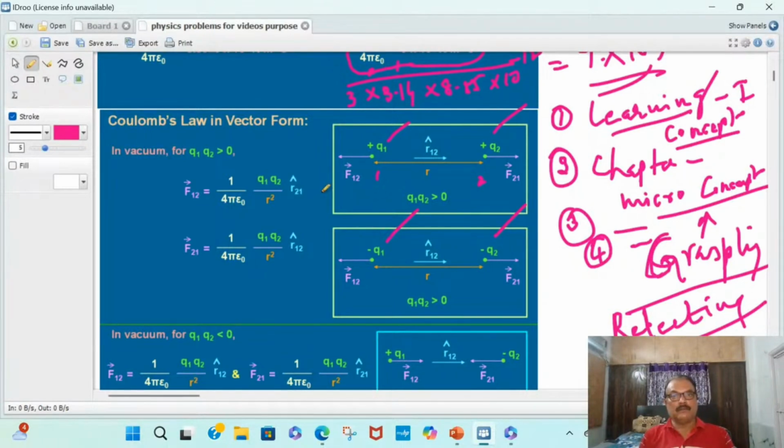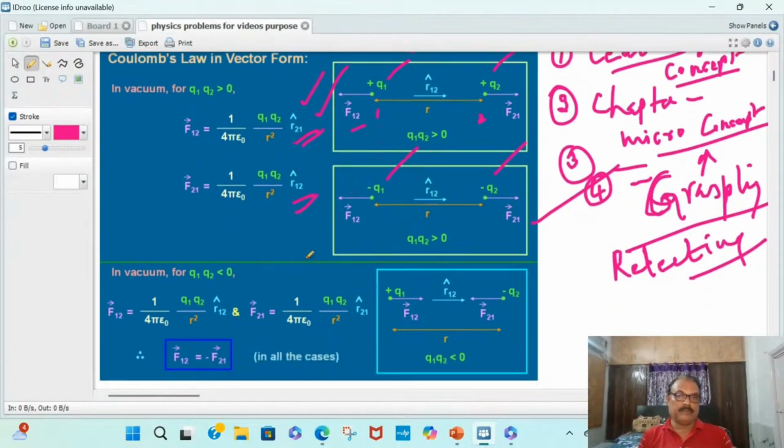So what is the direction of force on 1? It is away from 2, so 2 to 1. That is correct. Force on 2 means it is going away from 1, so 1 to 2. These are the unit vectors. You have studied unit vector means what? Vector divided by its magnitude. So it is just for direction purpose we use.